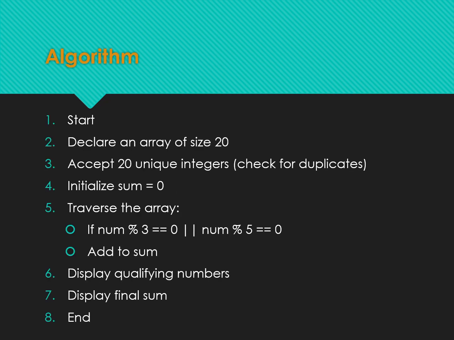Let's walk through the algorithm. First, we start by declaring an array to hold 20 values. We ensure each new value is not a duplicate. Once 20 unique values are collected, we check each one for divisibility by 3 or 5. If the condition is met, we add the number to our running total. Finally, we display the qualifying numbers and their sum.